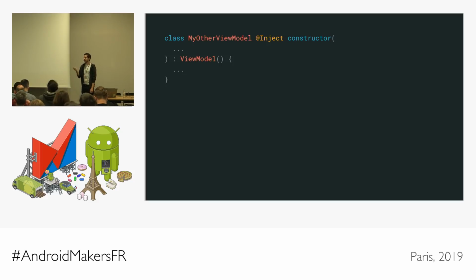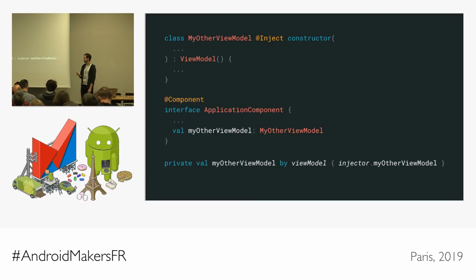What I do, I just annotate it with inject, as I would do for any other class I'd be interested in binding. I expose it in the component, because I want to access it in the activity, and then I just use the extension we just came up with, passing the lambda with the injector call. So things get simple after you have all that in place.